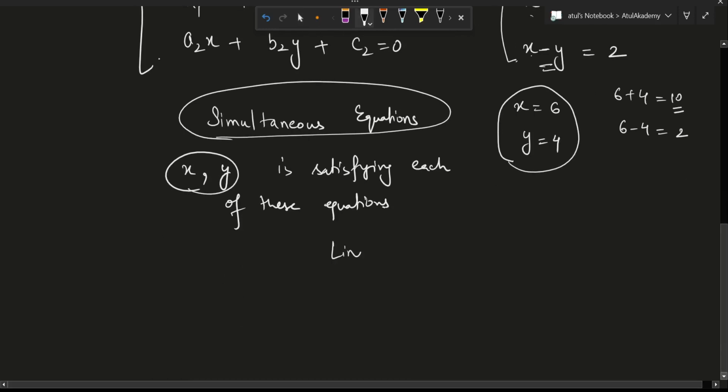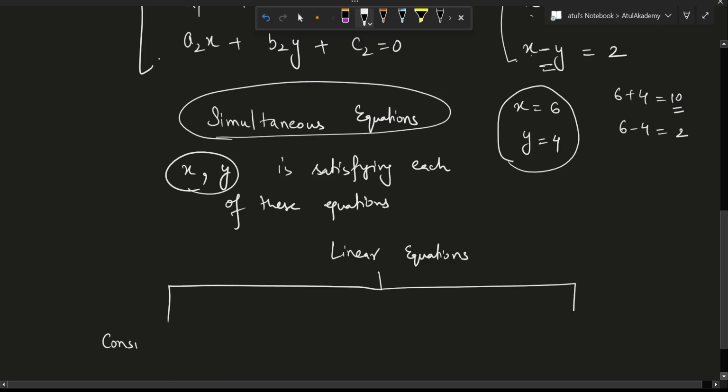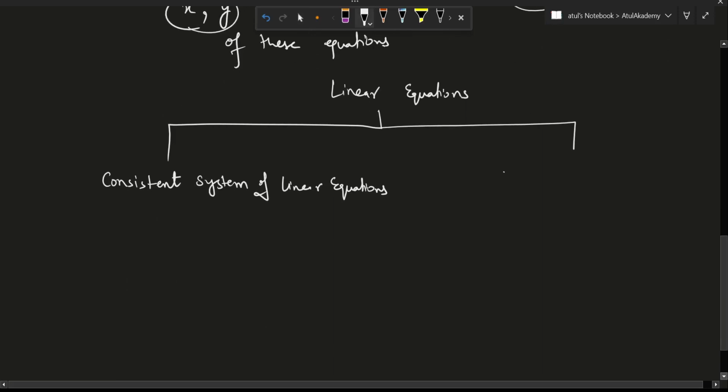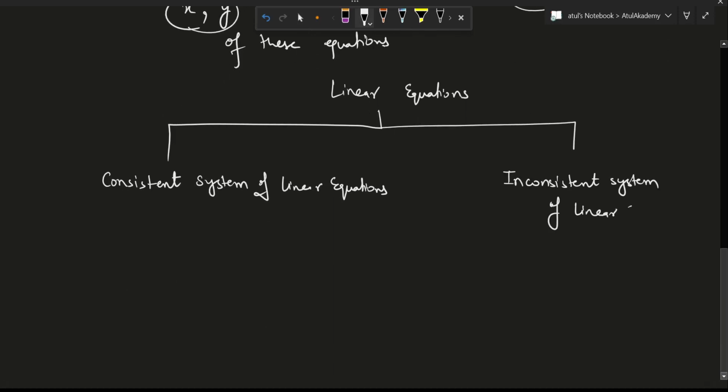Now let's move to another thing. These linear equations are of two types. What are those two types? One is the consistent system of linear equations. Another one is the inconsistent system of linear equations. Now, what is the meaning of consistent and inconsistent?